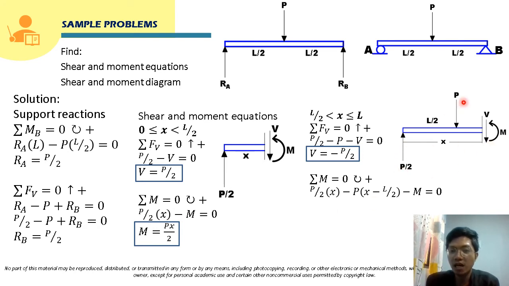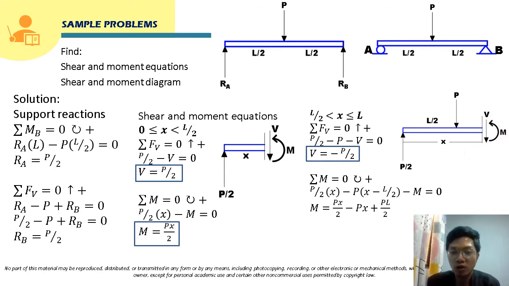And for the P, its moment arm will be this distance, right? And this distance, class, is x minus L over 2. That's why it's x minus L over 2 here. This is counterclockwise, no? It's rotation about this point. So this is counterclockwise, that's why it's negative here. And for the internal moment, this is also counterclockwise. That's why it's negative here.